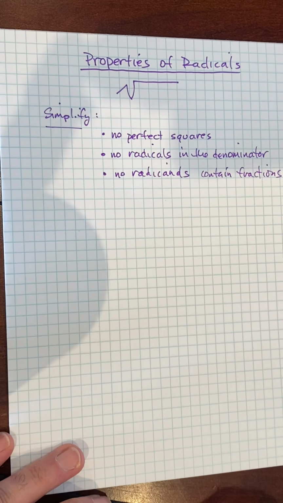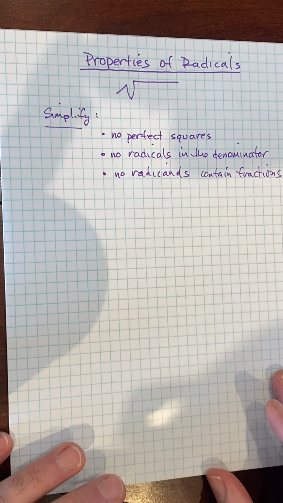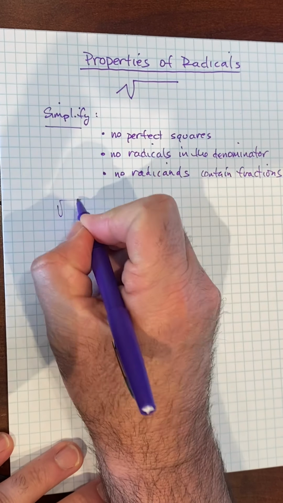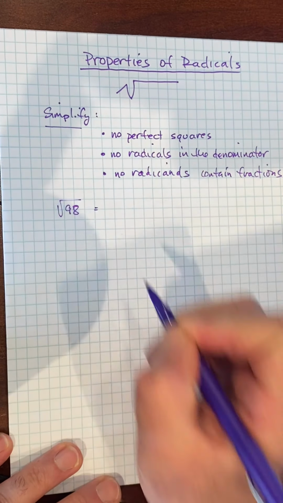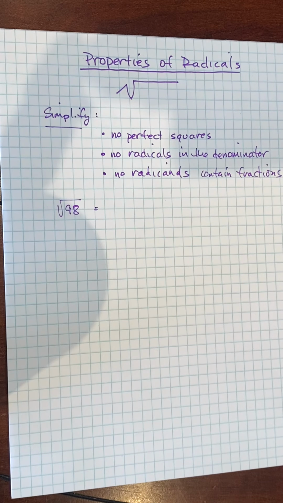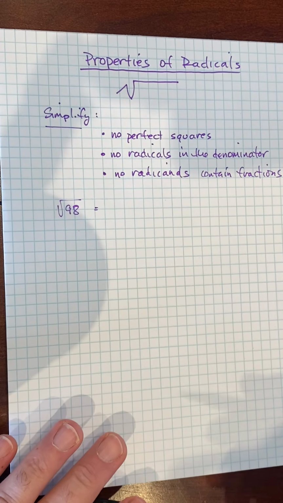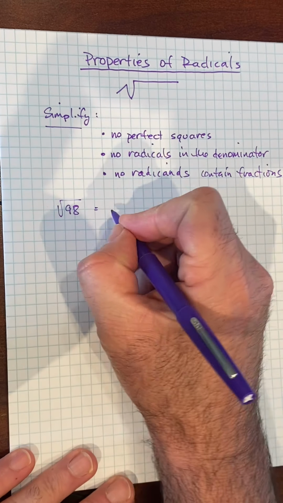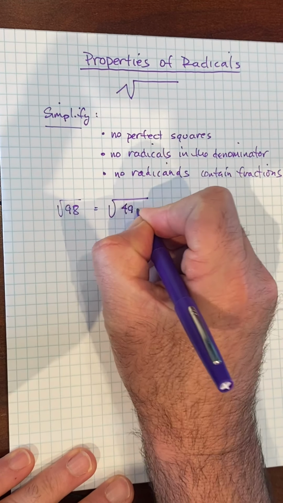Okay? Let me give you a couple examples and show you how to do it. Let's start out with the square root of 98. Now I know the square root of 98 is not a perfect square, because 98 is not a perfect square. But there's a perfect square in 98. So you have to think in terms of your perfect squares. And when I divide by 2, I end up with 49 times 2.